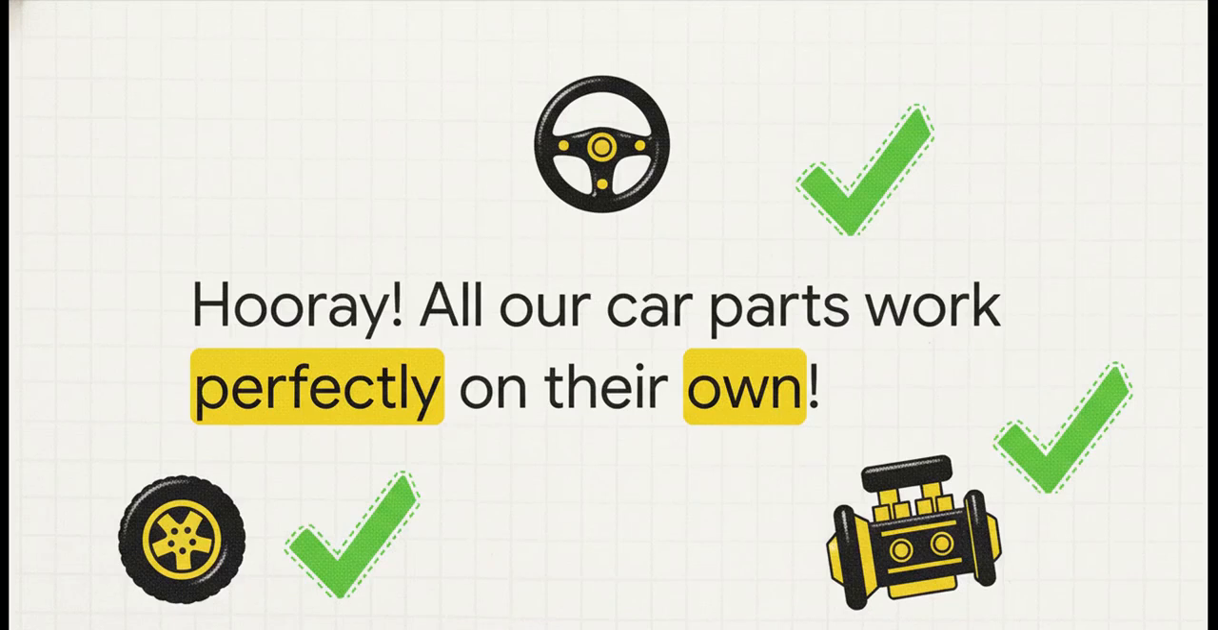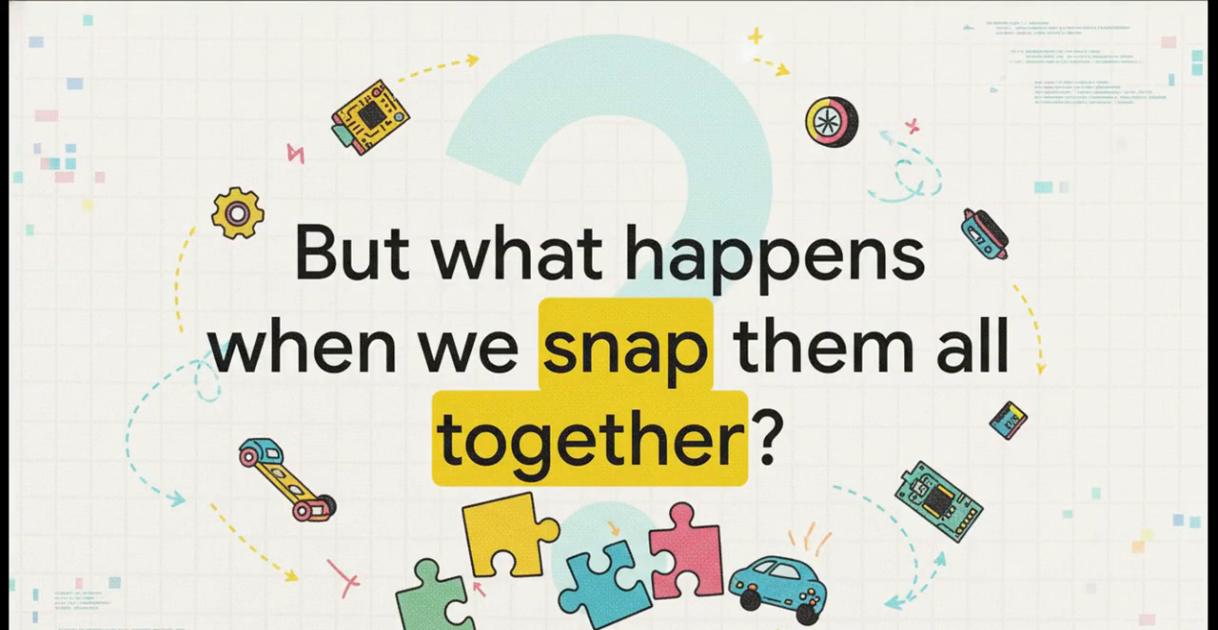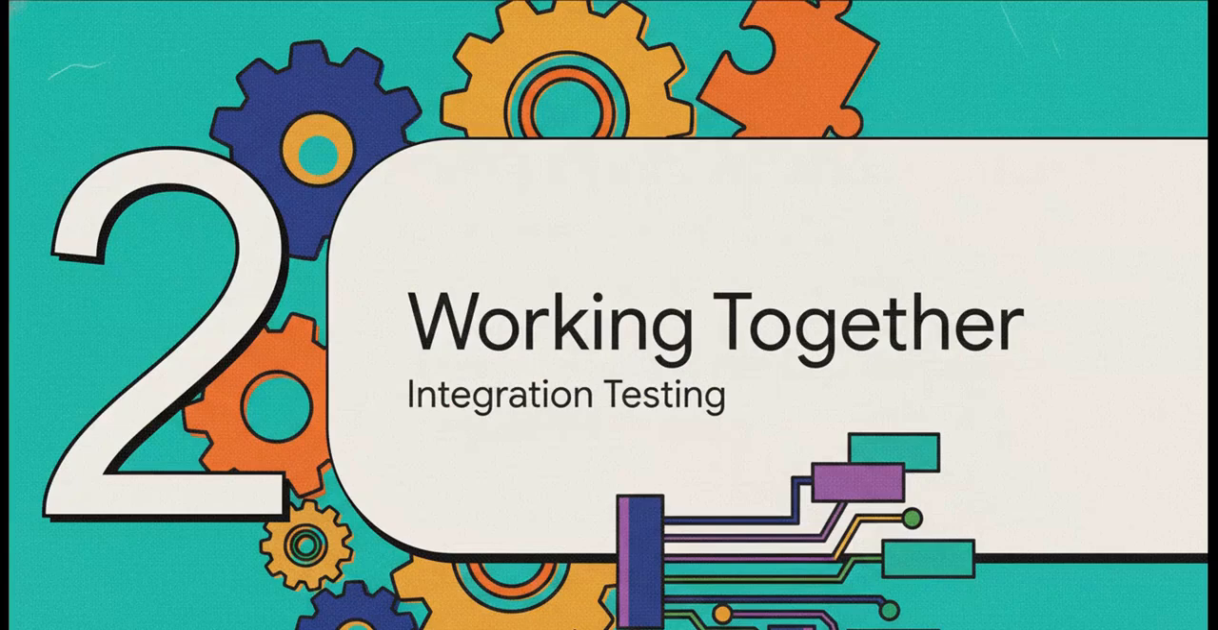We checked every single one of our car parts separately. The wheel spins, the steering wheel turns, and the engine goes vroom. Everything is perfect when it's all by itself. But hold on a second. All the pieces are great on their own. But what do you think will happen when we actually snap them all together to build the car? Is it all just going to work? I wonder.